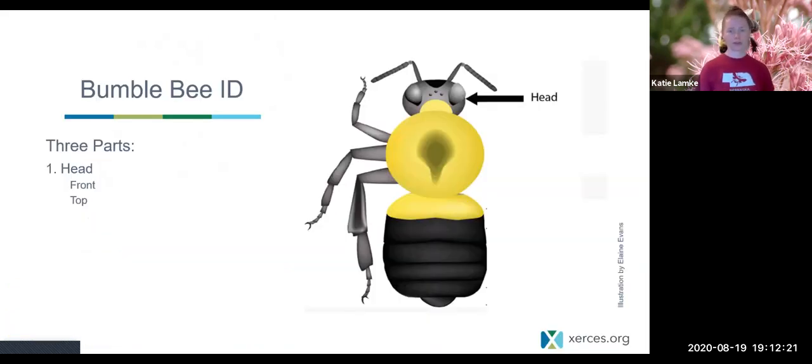So to start with bumblebee ID, it's going to be broken down into 3 parts. The first part is you want to look at the colors of the hairs on the head, and that includes the hairs on the front of the face and the hairs on the top of the head.